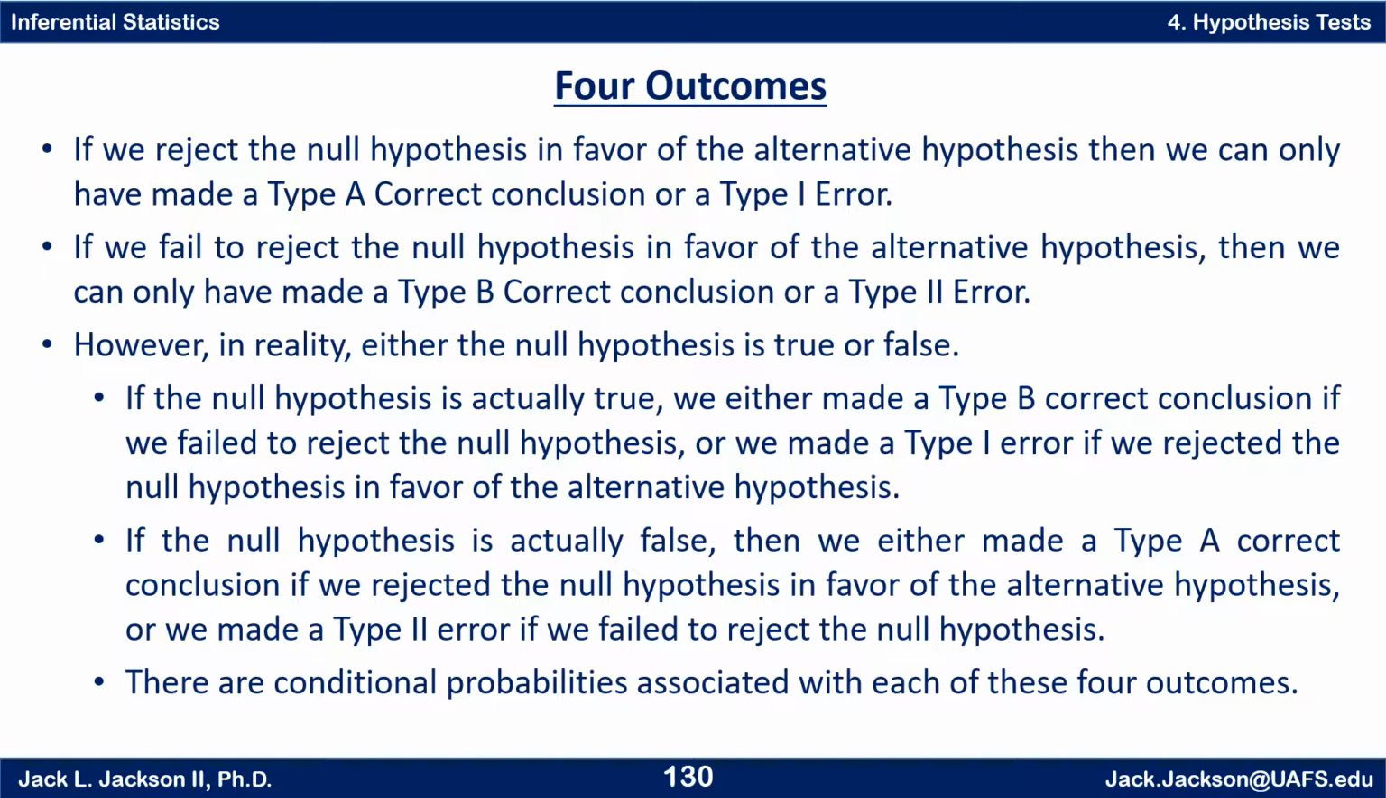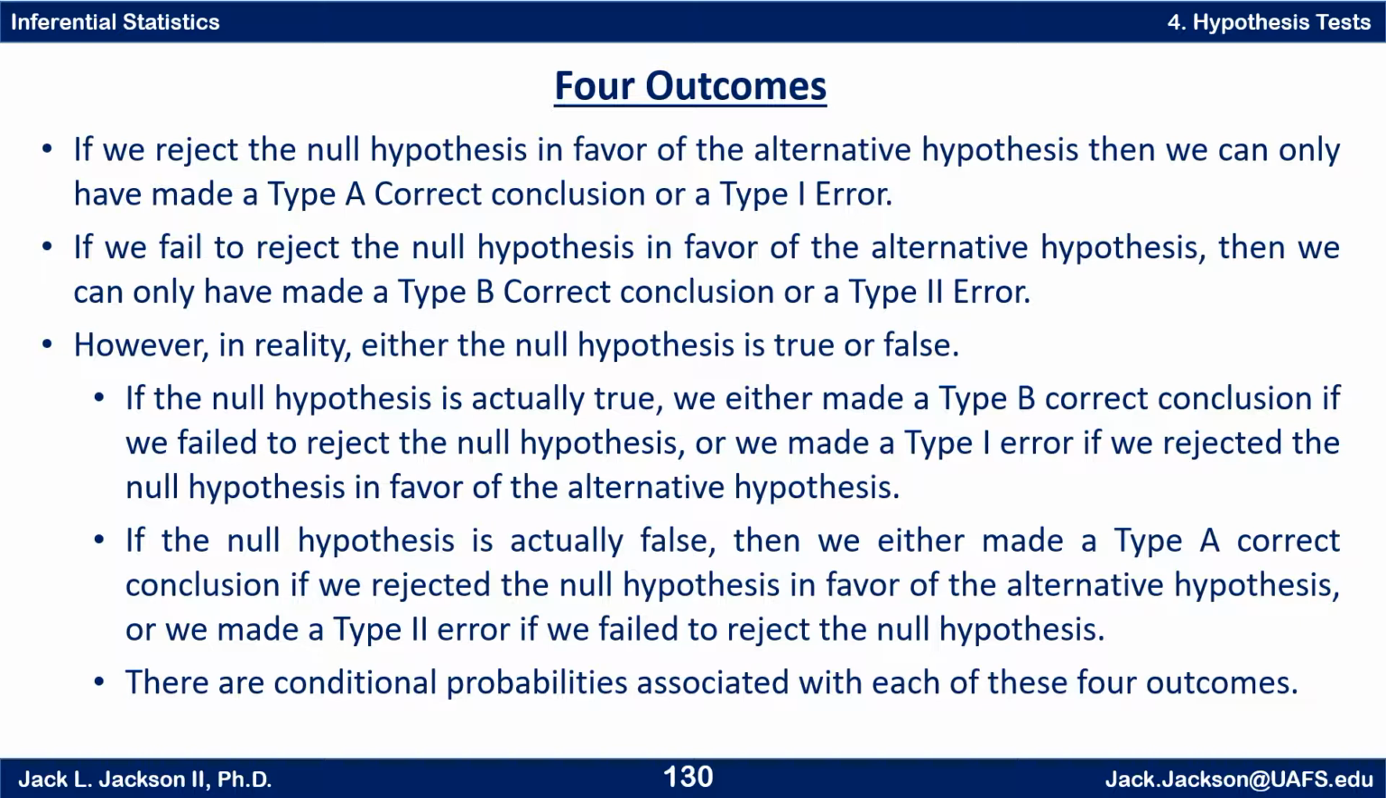Of course, in reality, either the null hypothesis is true or it's false. If the null hypothesis is actually true, we either made a type B correct conclusion if we failed to reject the null hypothesis, or we made a type 1 error if we rejected the null hypothesis in favor of the alternative hypothesis. On the other hand, if the null hypothesis is actually false, then we either made a type A correct conclusion if we rejected the null hypothesis in favor of the alternative hypothesis, or we made a type 2 error if we failed to reject the null hypothesis.